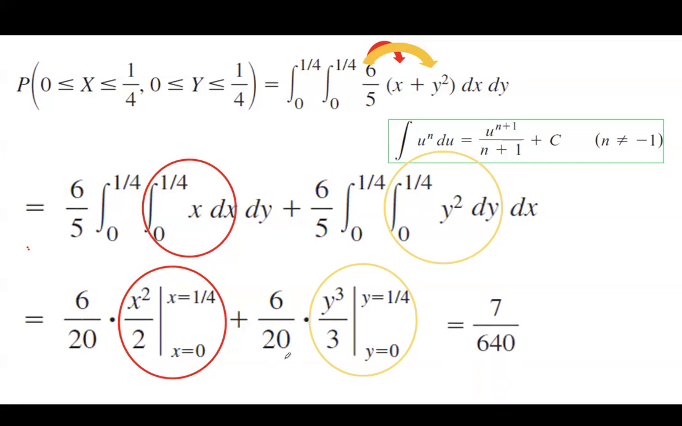Now this is equal to 7/640, which is about 0.0109. So it's about 1.1%. That's how you calculate the joint probability distribution for continuous random variables.